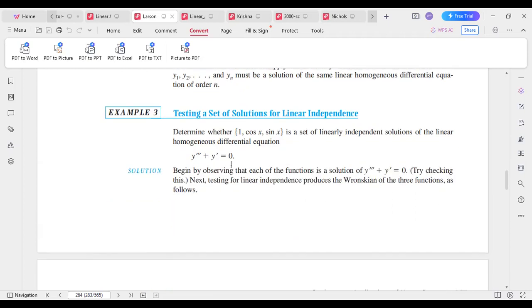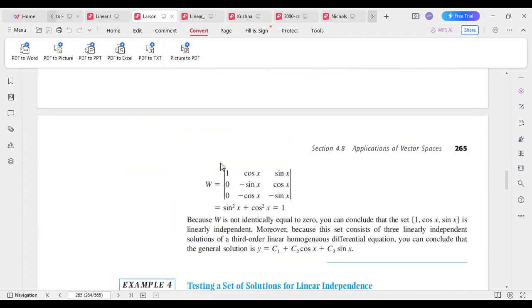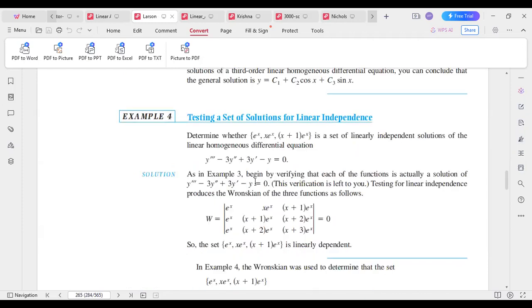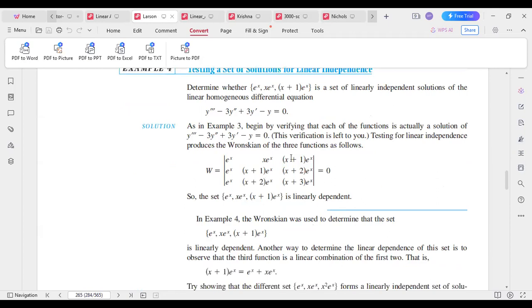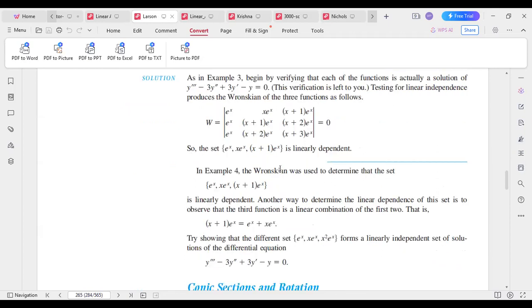Now we can test these differential equations. This is the solution. Similarly, we can test the set of solutions for linear independence of a third order differential equation. Just using the formula of the Wronskian, we can observe this.